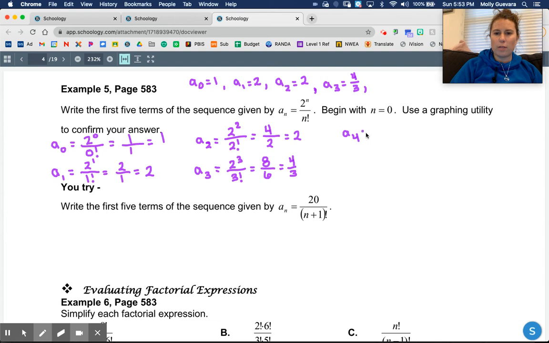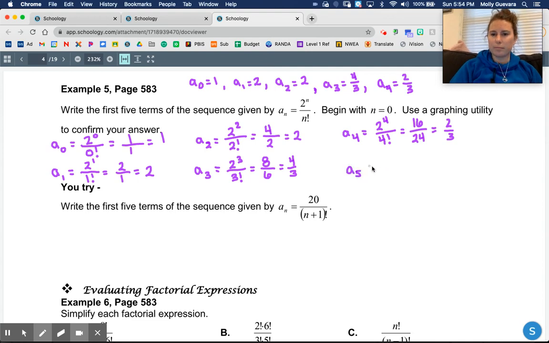A sub 4, if we keep going, 2 to the 4th over 4 factorial. 2 to the 4th is 16, over 4 factorial is 24. 4 goes into both of those, then 2 goes into both again, and I get 2 thirds. So my fourth term is 2 thirds.